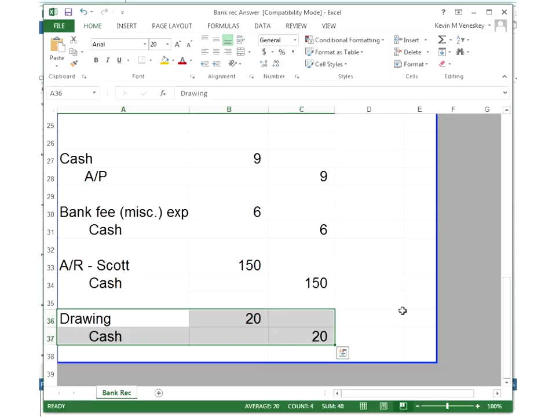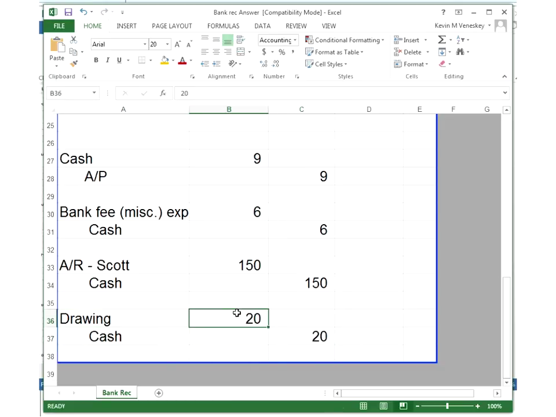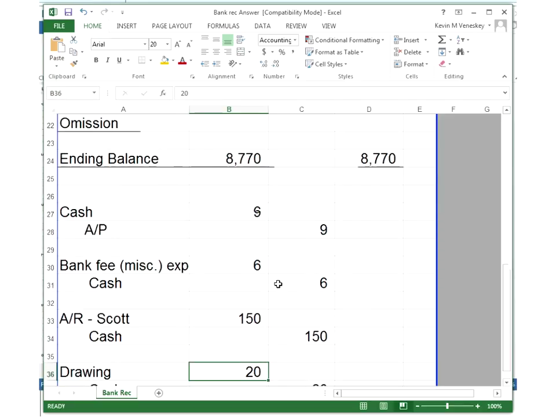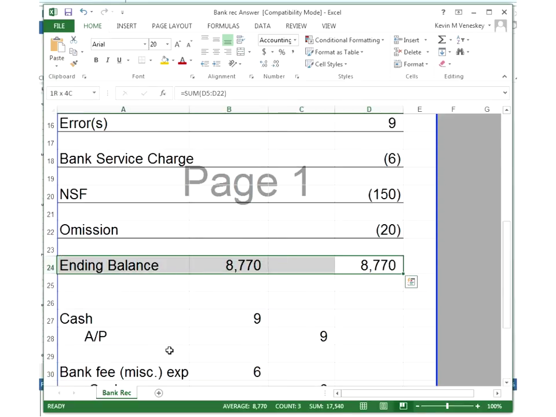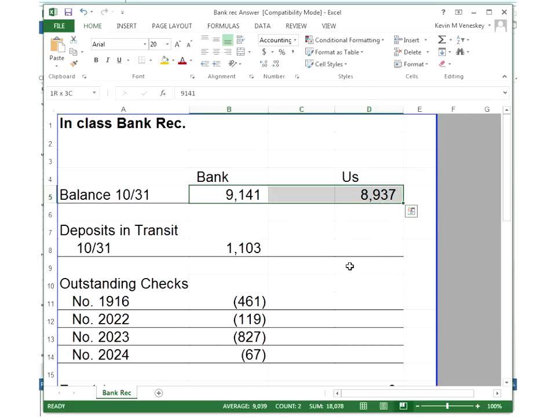And then finally, I need to show that the owner took money out of the business. So I need to update by doing this adjusting journal entry here. And it's kind of called an adjusting, maybe a correcting entry. So that was looking at the journal entries, looking at the bank rec, obviously the two better balance at the very end, just like a trial balance and lots of things we do in accounting, they better end the same.